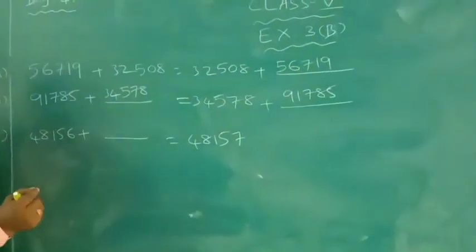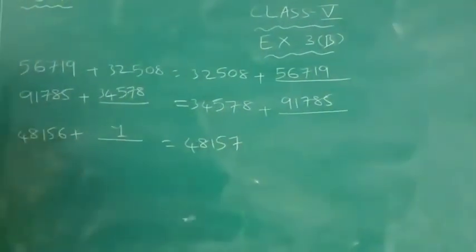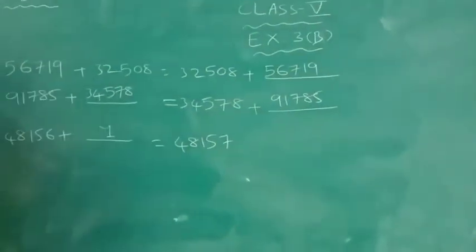48,157. Successor means what, sir? Next number. How is the next number obtained? Adding 1. Predecessor means what, sir? Before number. Here the next number is given by adding 1.